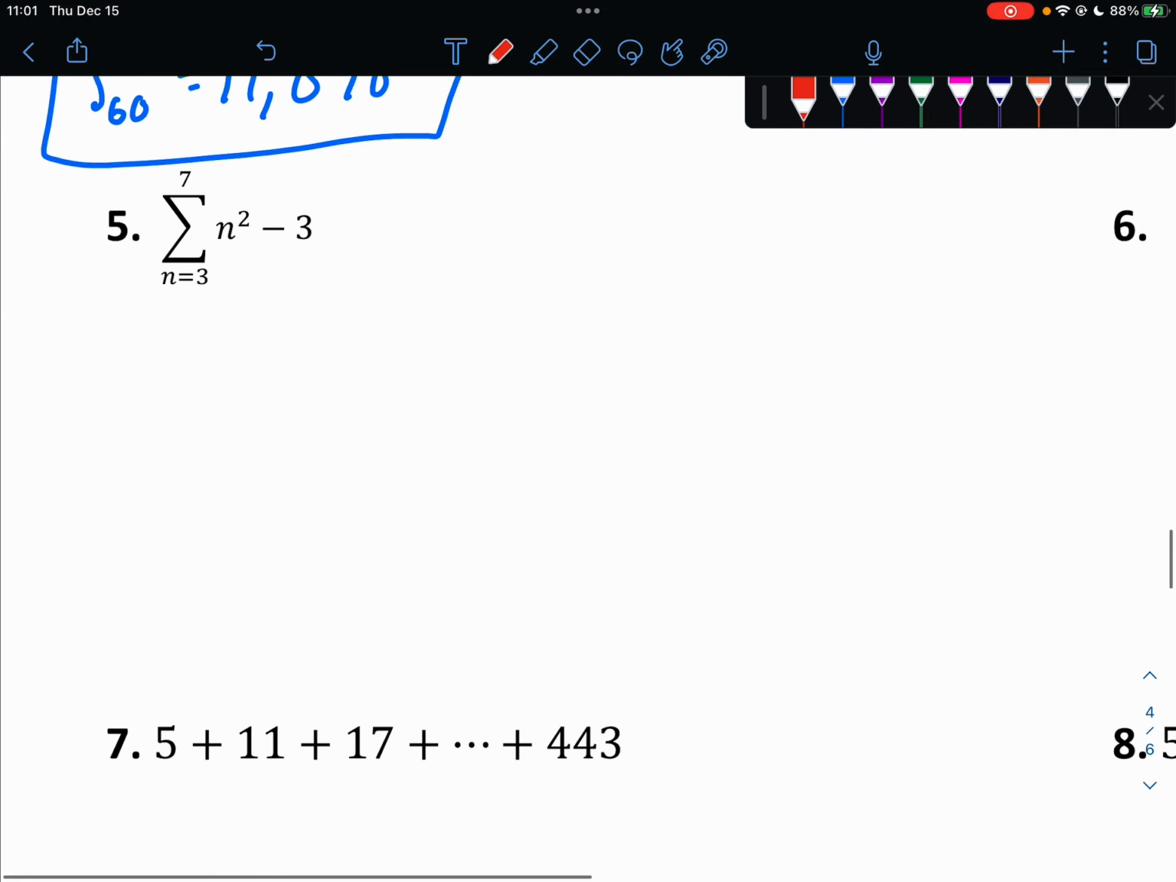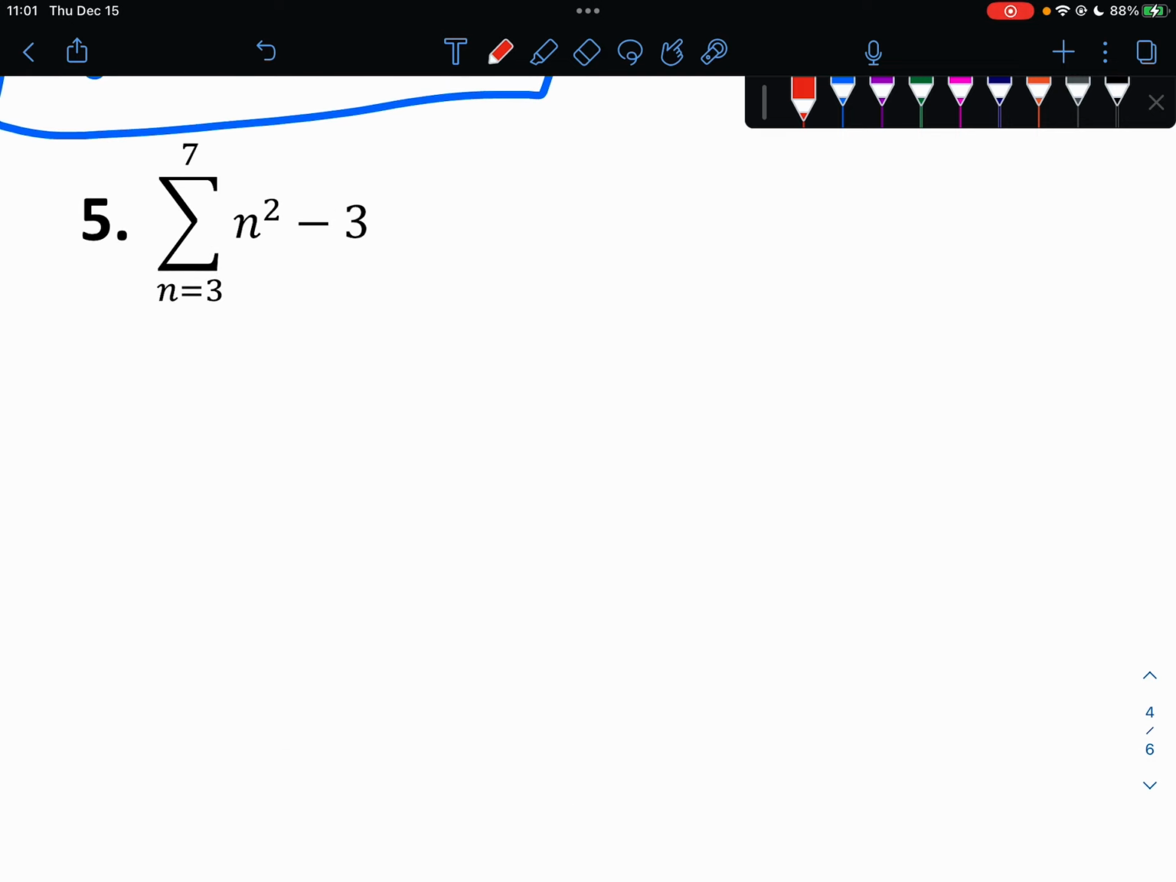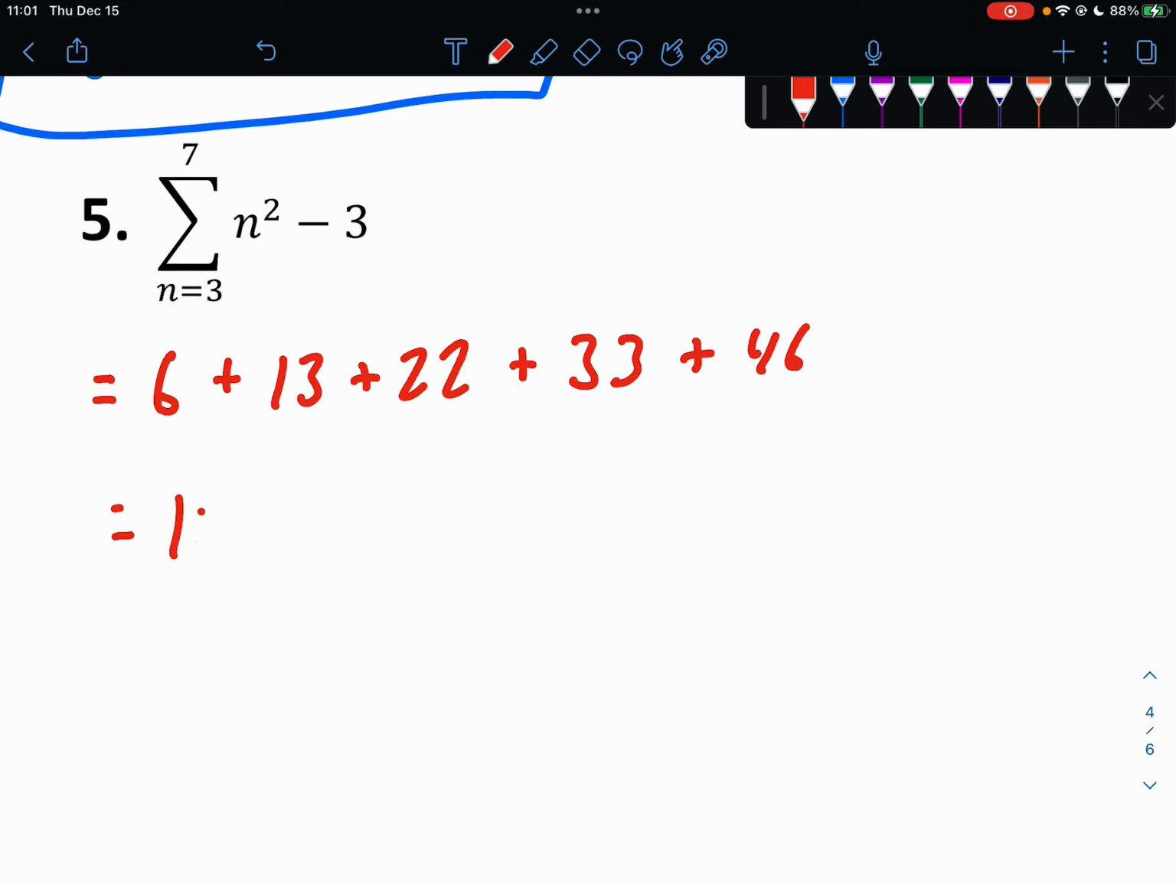Number 5, is this one arithmetic, geometric, or neither? This one is neither. So we can't use any formulas. So what we have to do then is simply put all the numbers in one at a time and add them together. So if we put 3 in, we would get 6 back. If we put 4 in, if we put 5 in, if we put 6 in, and if we put 7 in. If we just add those together, 6 plus 13 plus 22 plus 33 plus 46, we would get 120.